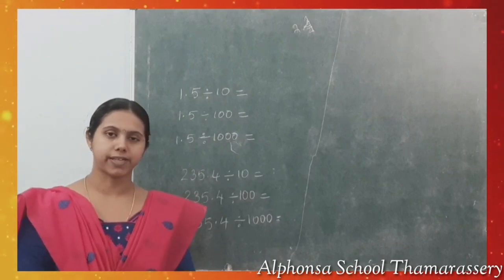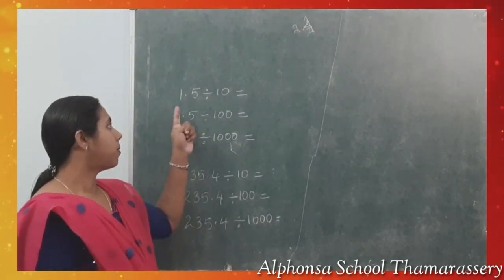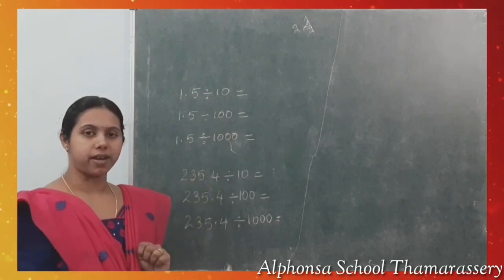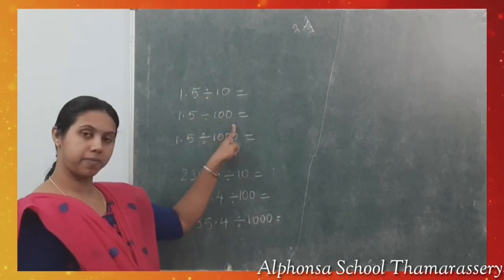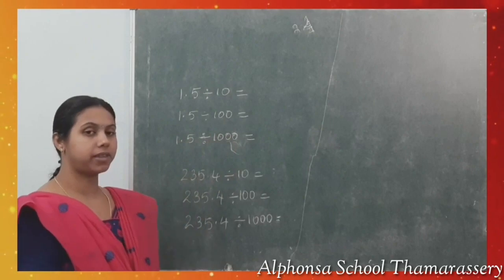Let us see a few more examples. 1.5 divided by 10, 1.5 divided by 100, and 1.5 divided by 1000.